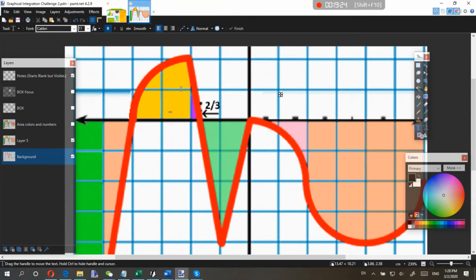For this yellow space, I've got a part of a circle. This is 1/4 of the area of a circle. 1/4 of pi r squared, where my radius is 2. That means my radius squared is 4. So this is 1/4 of 4 pi, or just pi.